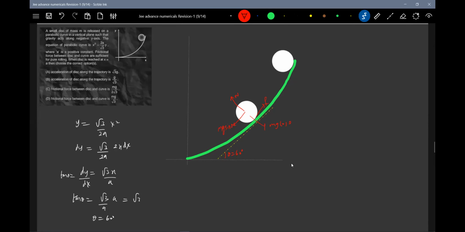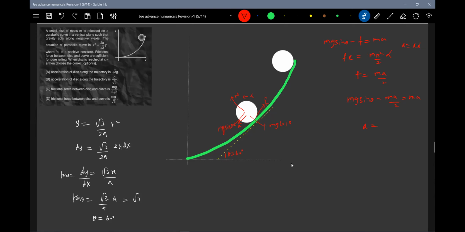Able to get this? So what are the equations of motion, with a and alpha? Write down all the equations. mg sin theta minus F equal to ma. F into R is equal to, for a small disk, mR square by 2 into alpha. In pure rolling, a equal to R alpha, so F equal to ma by 2. Substitute that F. Acceleration of the disk along the trajectory: mg sin theta minus ma by 2 equal to ma.